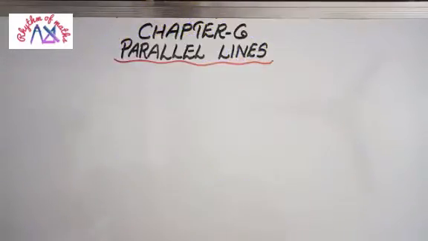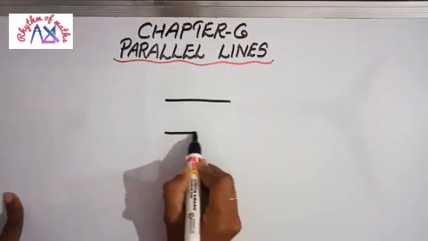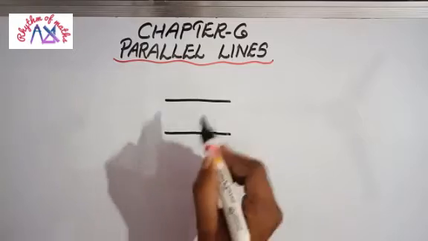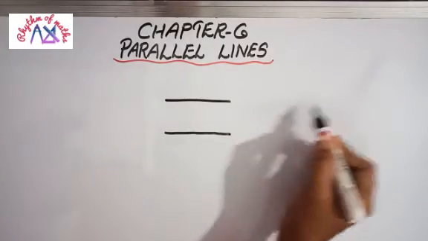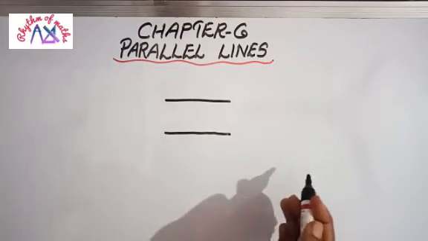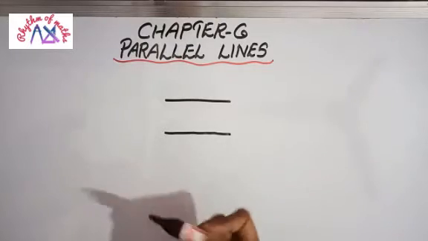In this video we are going to learn a new chapter. Chapter 6, Parallel Lines. You already know about parallel lines, isn't it? What is a parallel line? Parallel lines mean two lines which do not cross each other. That type of line is known as parallel lines. When you extend these two lines, they won't cross each other. Those two lines are known as parallel lines. This you have already learned.